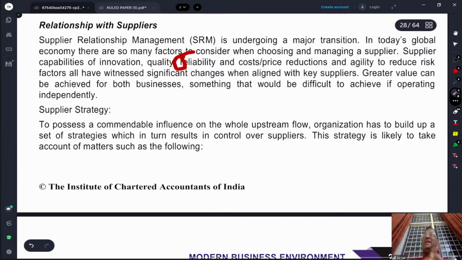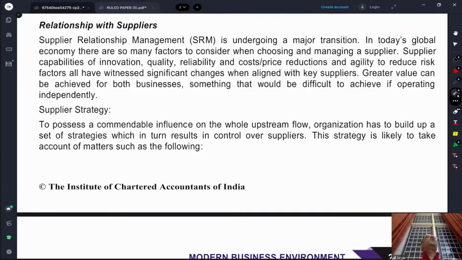Although they are providing the quality product, although they are providing us at the cheapest price, but whether we can rely on them for material whenever we need them, whether they will be able to supply. Reliability is also very, very important. And reliability can be measured from the track record of that particular supplier.